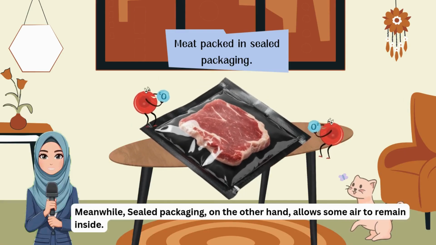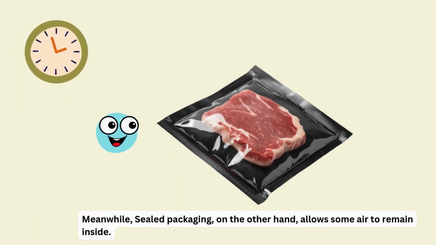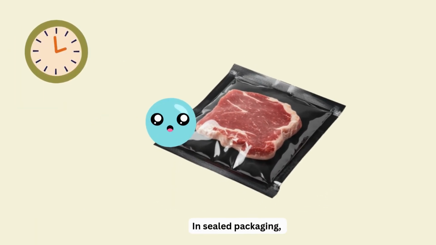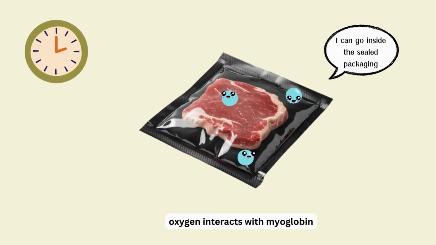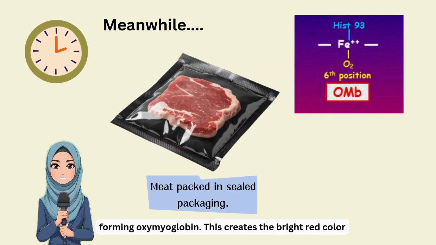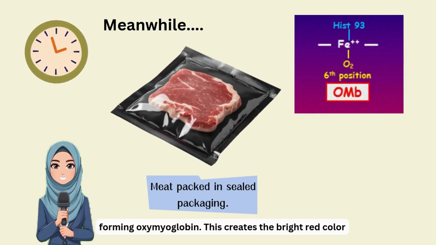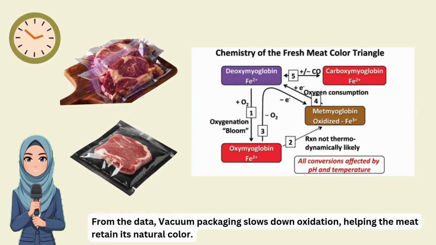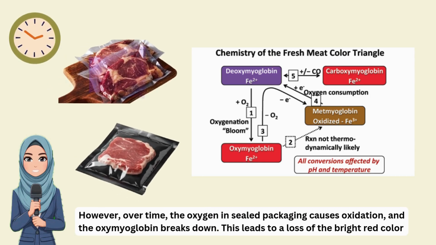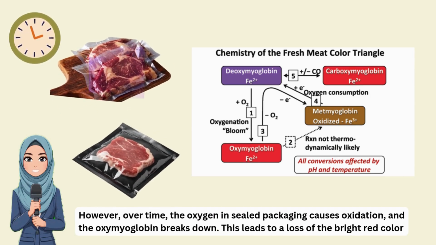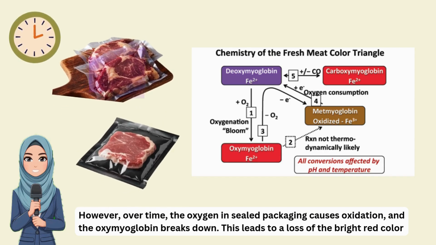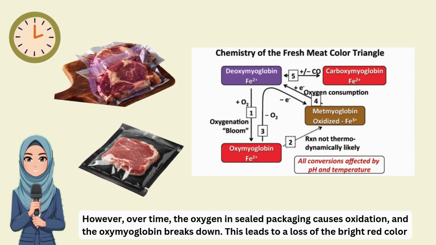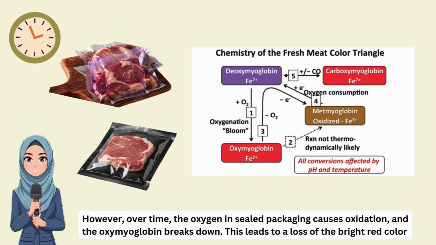Sealed packaging, on the other hand, allows some air to remain inside. In sealed packaging, oxygen interacts with myoglobin, forming oxymyoglobin. This creates the bright red color. From the data, vacuum packaging slows down oxidation, helping the meat retain its natural color. However, over time, the oxygen in sealed packaging causes oxidation, and the oxymyoglobin breaks down. This leads to a loss of the bright red color.